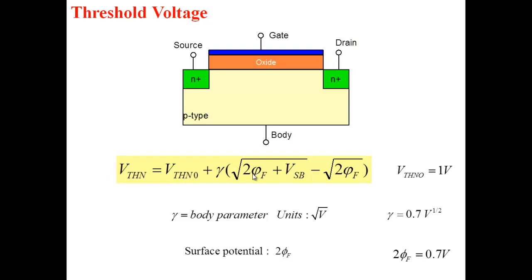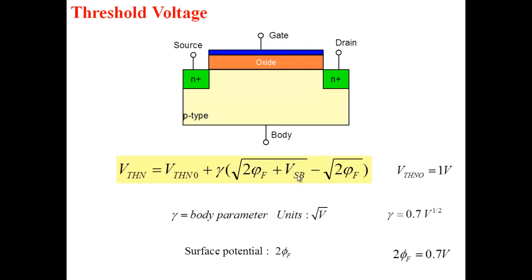So from a circuit's point of view, as a circuit designer, what you need to know is that if I short source and body, VSB goes to 0 here, and my threshold voltage is a constant, is bias independent. But if you want, you can take advantage of the fact that source to body voltage is also available to you, and you can use it to an advantage in some cases where you may want to increase the threshold voltage.